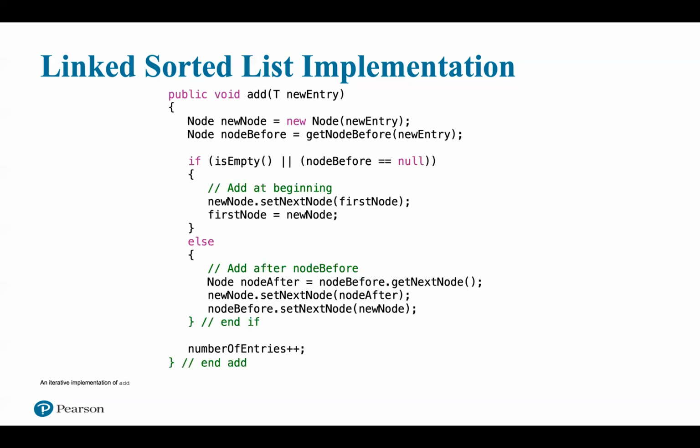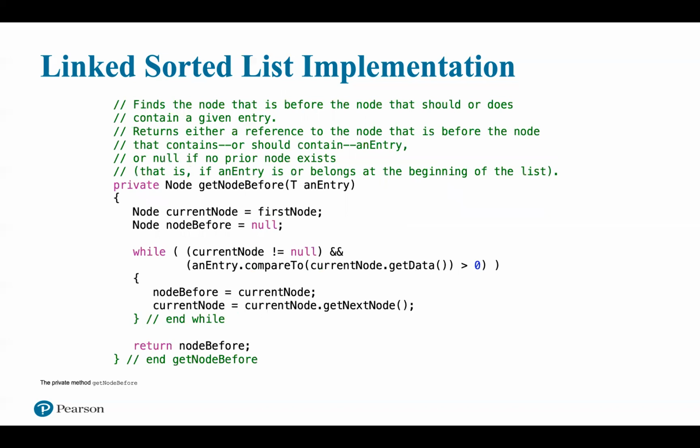Here's an iterative implementation of add. A Java implementation of the previous algorithm is shown. We use a private method getNodeBefore to search the chain for the node before the insertion point. Here we have the private method getNodeBefore.